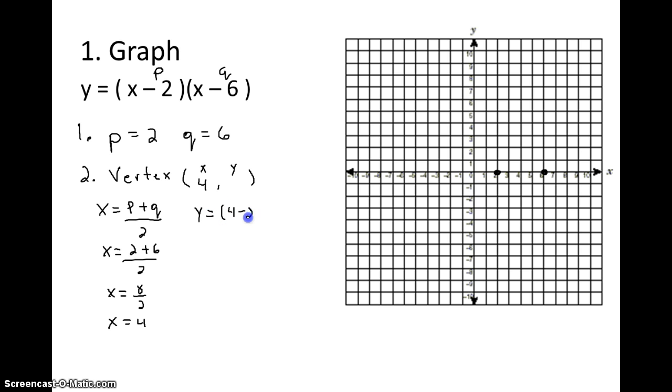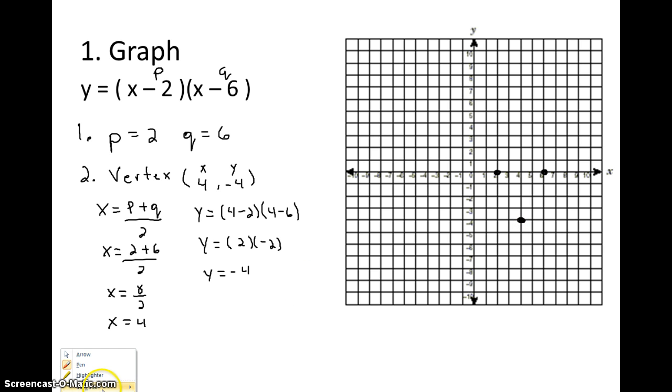So here's the 4 minus 2. Substitute the x value into the x's. And we have 4 minus 6. Simplify. So we have 2 times negative 2, and that's going to be negative 4. So we have negative 4 here. So 4 to the right, 4 down is right here.